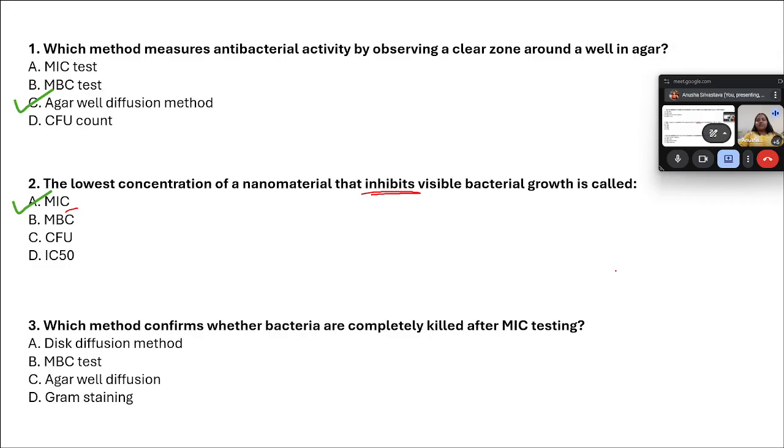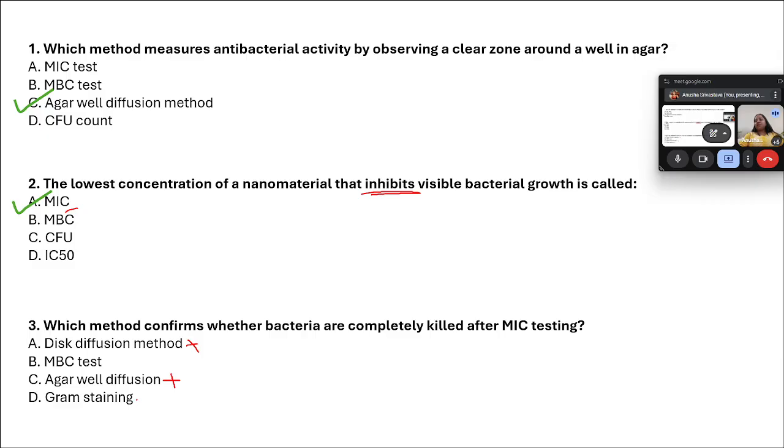Then the next one is, which method confirms whether bacteria are completely killed after MIC testing? Now let us see one by one. If we look at the disk diffusion method, we are just comparing the zone of inhibition, but the zone of inhibition will not actually give a correct account of whether that nanomaterial is bactericidal or not. Same is with the agar well diffusion. So these two will get eliminated from the picture.